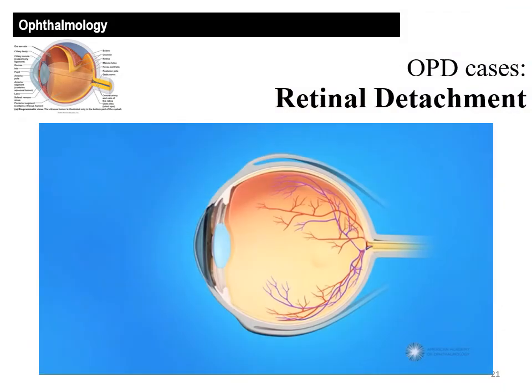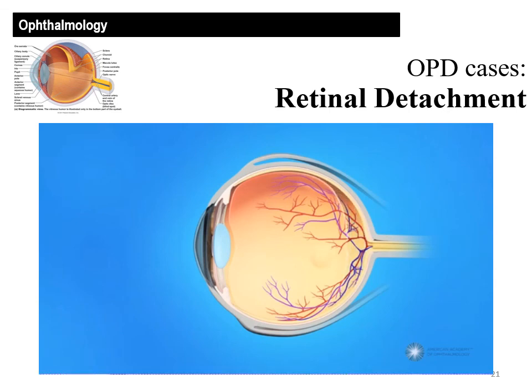The inner eye is filled with a clear jelly-like substance called vitreous. As we age, the vitreous becomes less like jelly and more like liquid. Usually the vitreous is only loosely attached to the retina, so as the eye moves, the vitreous moves away from the retina without causing problems.